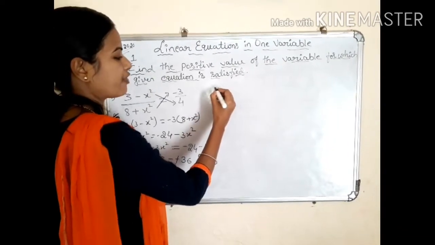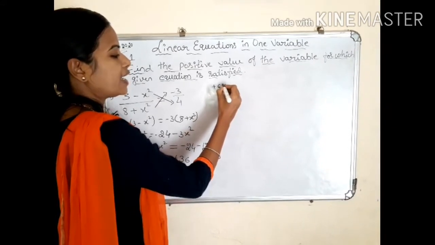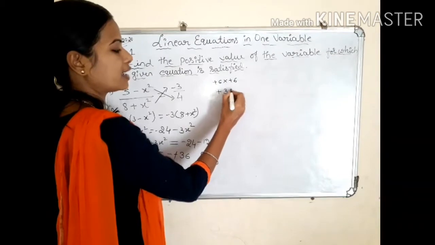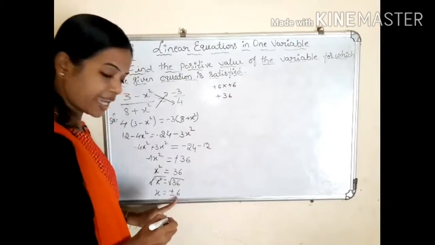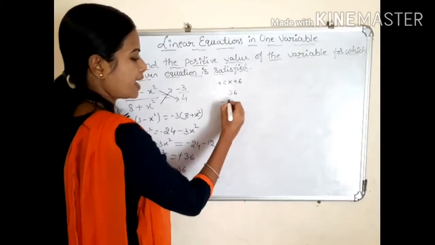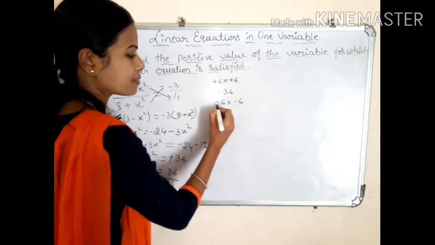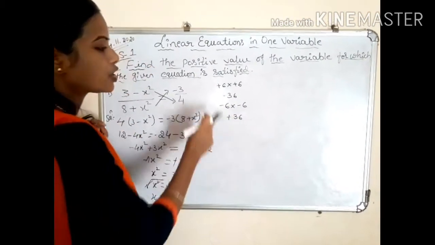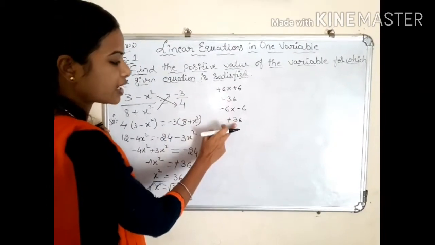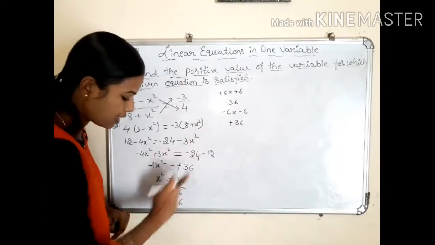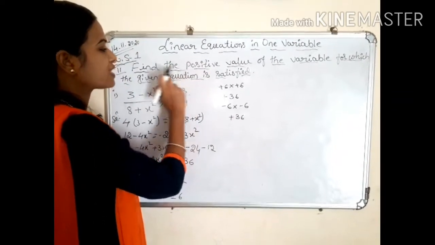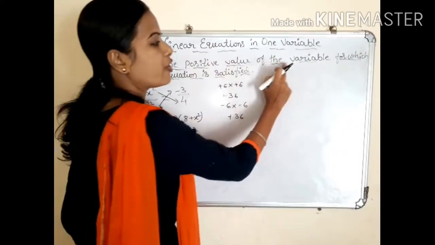I will show it here in rough. Plus 6 into plus 6, what will you get? Plus into plus is plus, 6 6s are 36. If I take minus 6, minus 6 into minus 6, minus into minus is plus, 6 6s are 36. So the value of square root of 36 is plus or minus 6. But here in the question they are asking to find the positive value of the variable.